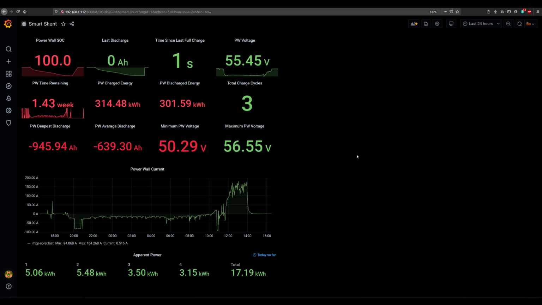I believe this sufficiently explains everything we need to talk about the Victron Smart Shunt, which I highly recommend, and I think everybody working with power walls should have one.